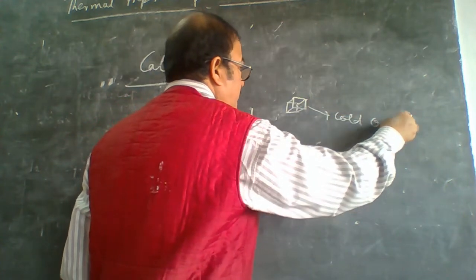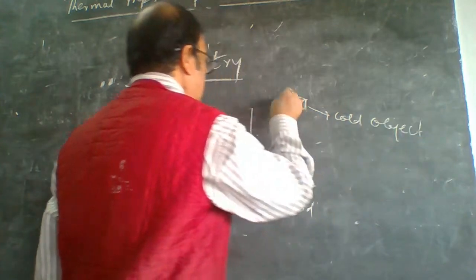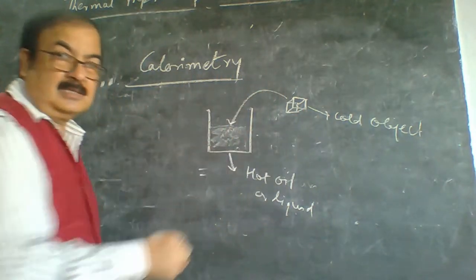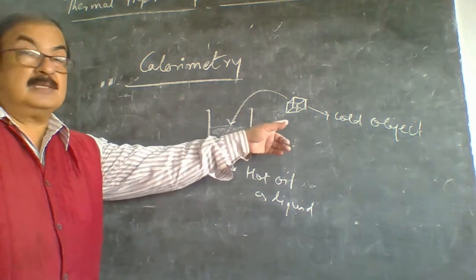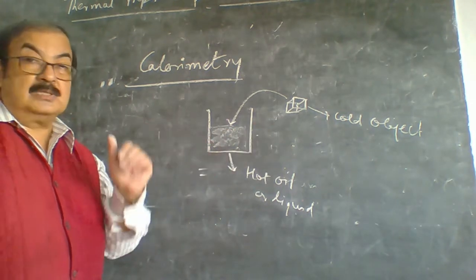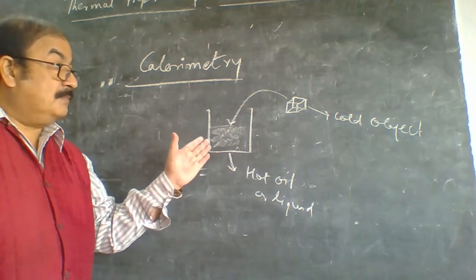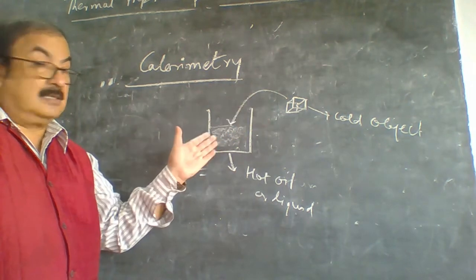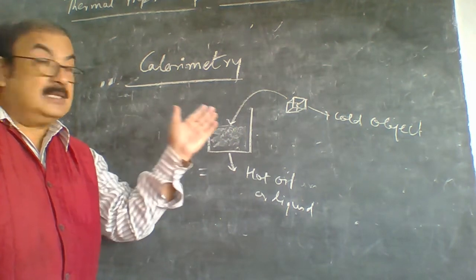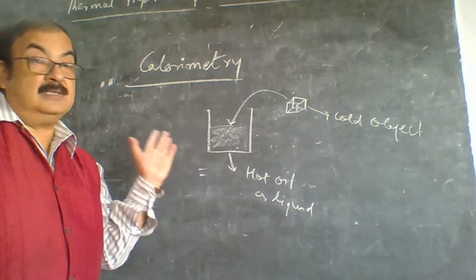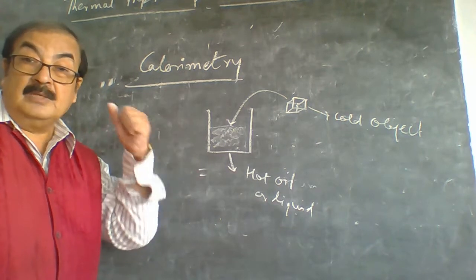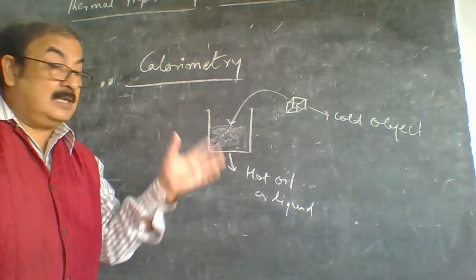Cold object. When this is placed in this hot object, then what will happen? Naturally, it will raise its temperature and it will lose its temperature. इसका टेम्परेचर बढ़ जाता है और इसका टेम्परेचर कम हो जाता है. That means it will have a tendency to acquire heat and it will have a tendency to refuse the heat, to release the heat. तो क्या हो जाएगा?